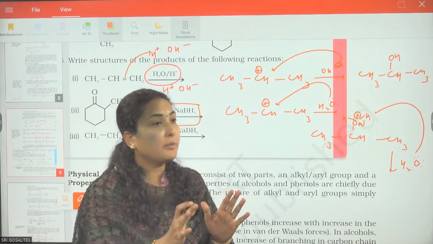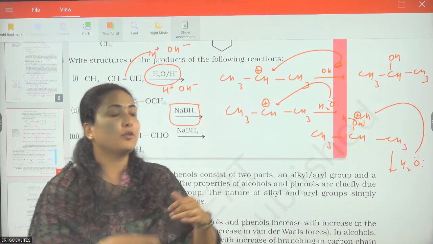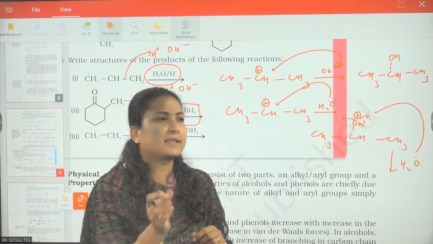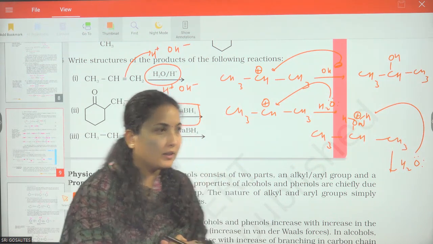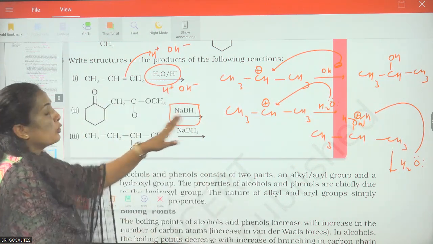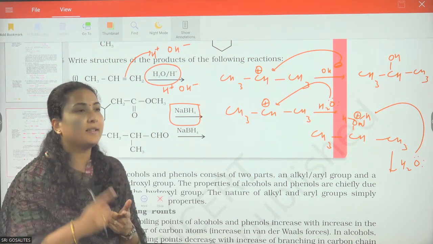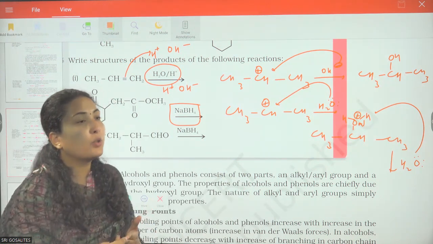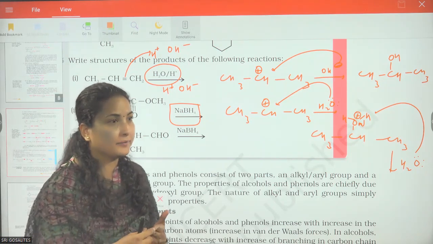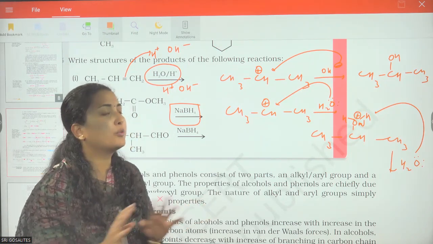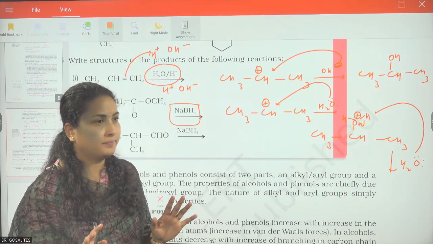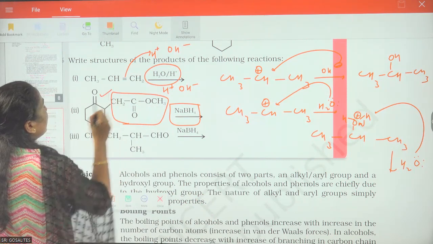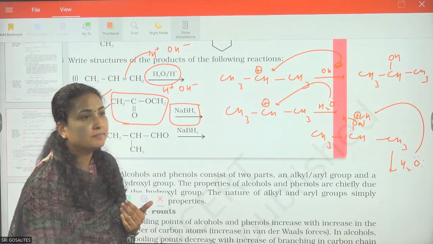When it comes to lithium aluminum hydride, it will be able to reduce almost any functional group, except for alkene, alkyne, and benzene. In this case, it is going to reduce your aldehyde, it is going to reduce your ketone, and among acid derivatives, it is going to go for acid halide. It is not going to do anything to the ester. So here it will be intact. Only this will be reduced back to the alcohol.